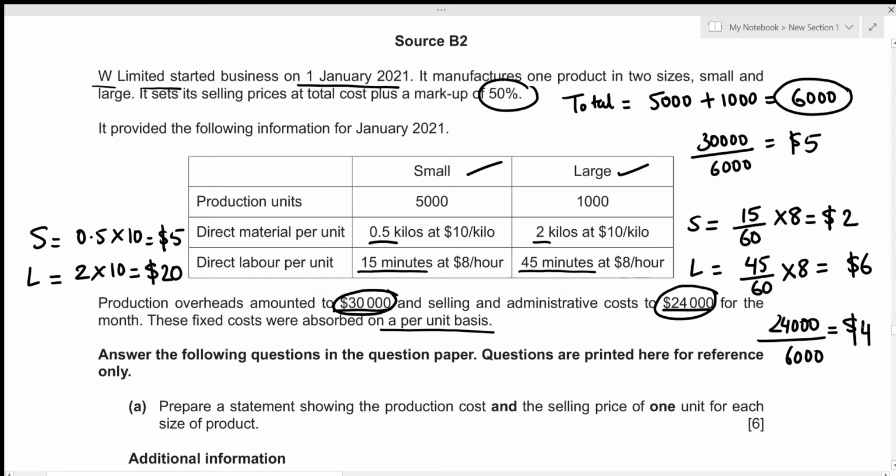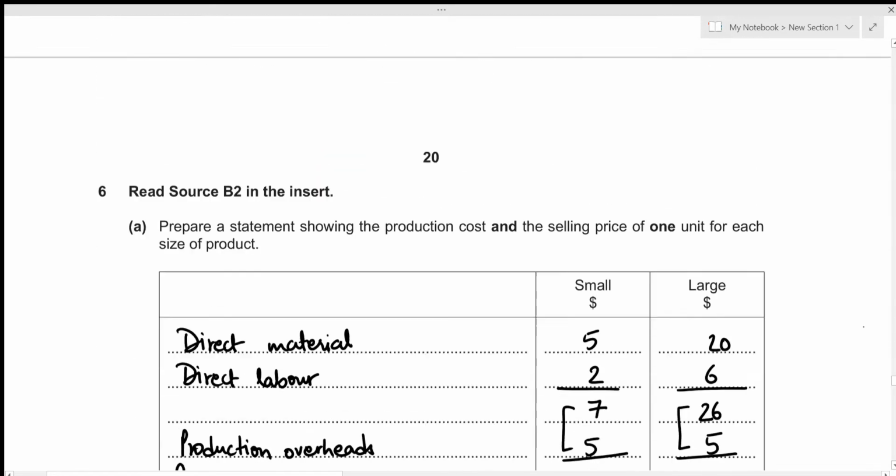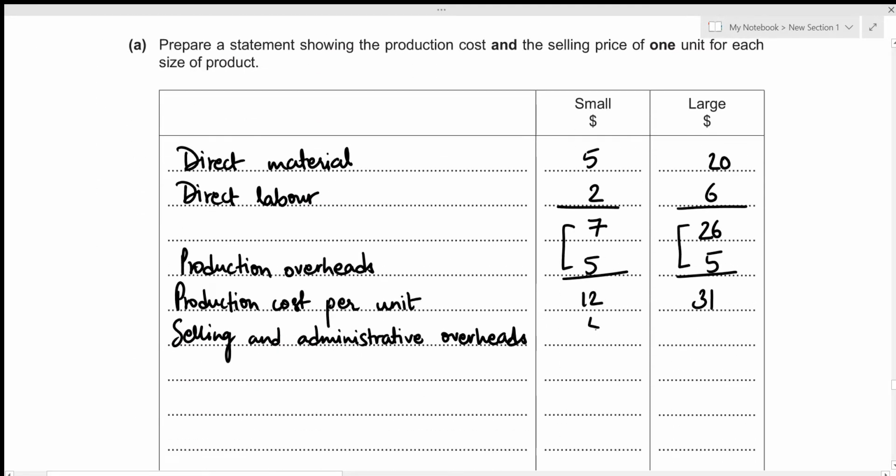Let's enter this into our statement. That's $4, $4. Now, as we can see, we have already distributed all of the costs. If we add our production cost per unit to our selling and administrative overheads, we can easily figure out the total cost per unit. For small sizes, that's just going to be 12 plus 4, which is 16. And for large sizes, that's 31 plus 4, which is 35. So this is the total cost per unit.